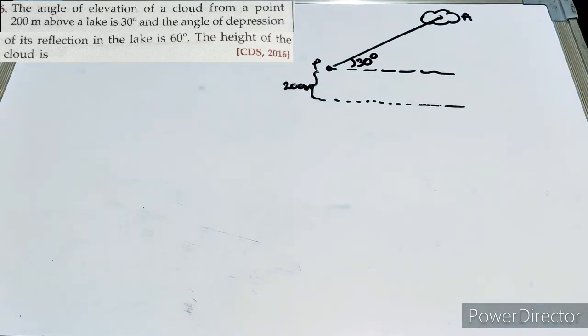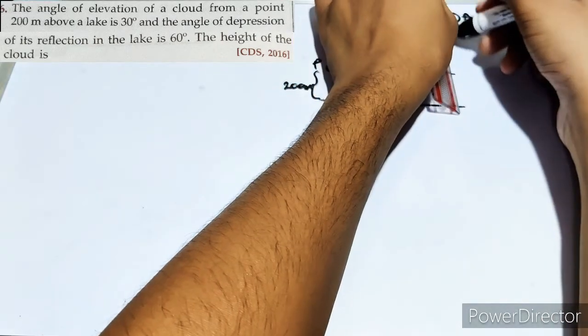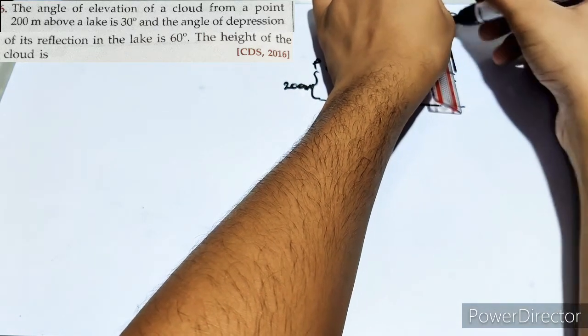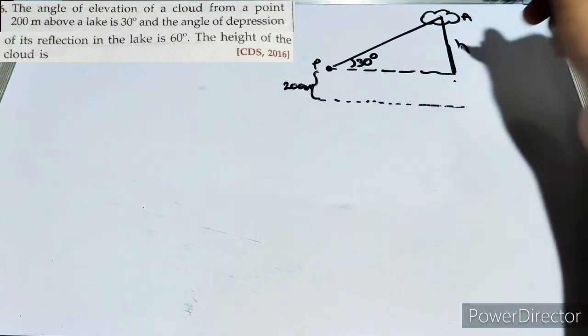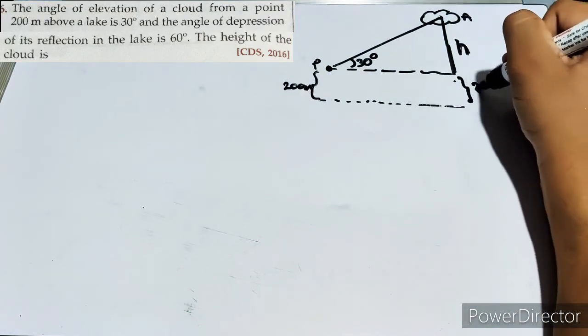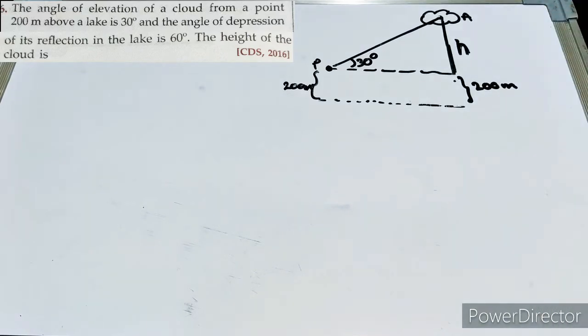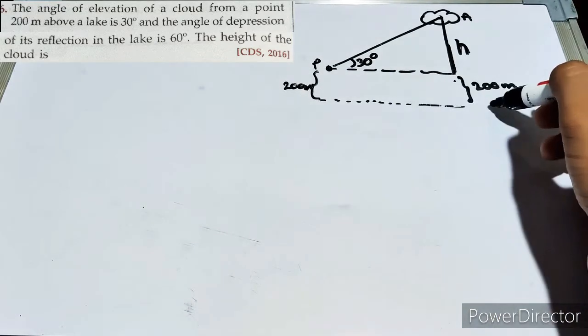Now let us read the question forward. The angle of depression of its reflection in the lake is 60 degrees. Let us assume this height is h. They haven't mentioned anything about the height of the cloud, so let us assume it to be h from the surface of the lake, and the lake is itself 200 meters. So the reflection will be formed from the base itself, because the reflection always takes from the base of the lake.